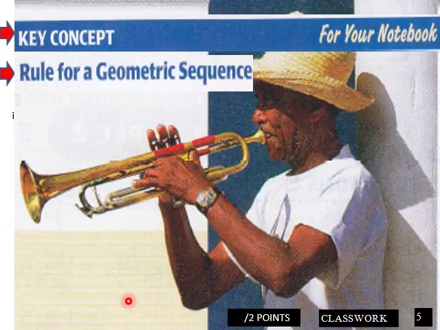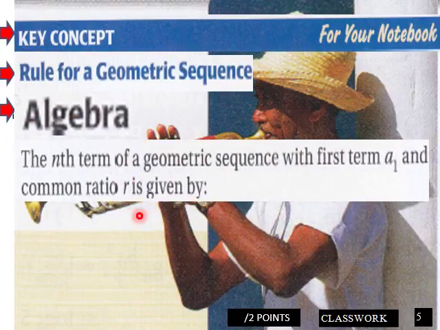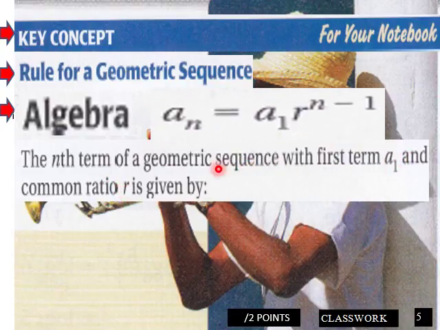Key concept here, rule for a geometric sequence. The nth term of a geometric sequence with first term a1 and common ratio r is given by this. Here is our formula for figuring a geometric sequence: a sub n equals a1 times r to the n minus 1. The first term is a1, and the common ratio is r.